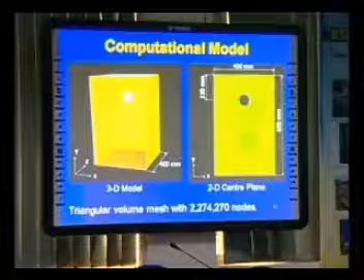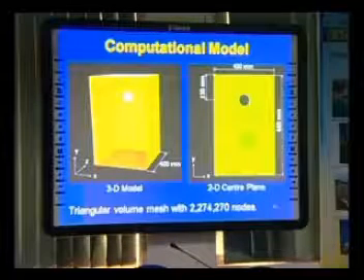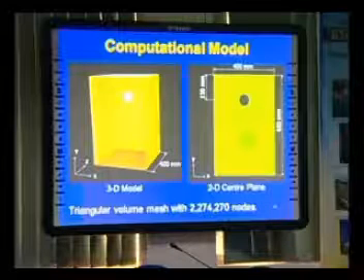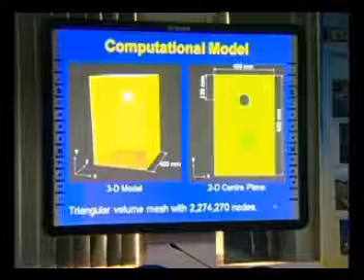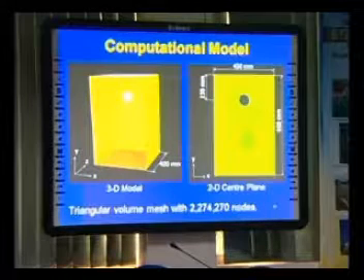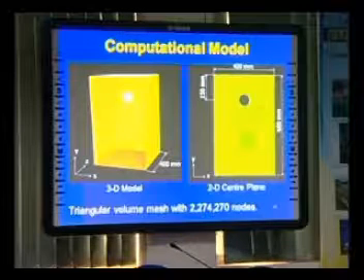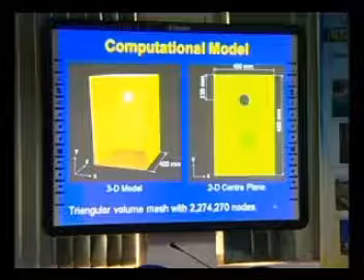So the resolution of the mesh was changed from one point to another. Here we have a very fine mesh. Here we have a coarse mesh, because most of the changes are taking place in this area. So I had a very fine mesh here to accommodate the drastic changes that are taking place in the vicinity of the cricket ball. And then the triangular volume mesh with 2.2 million nodes.